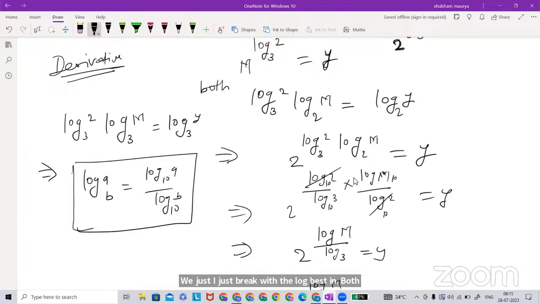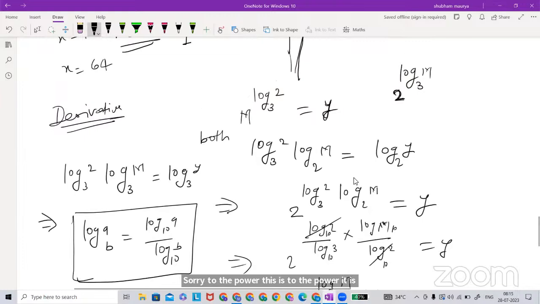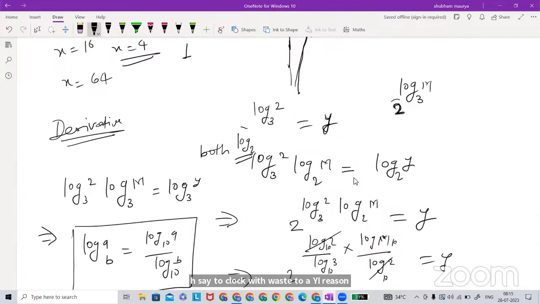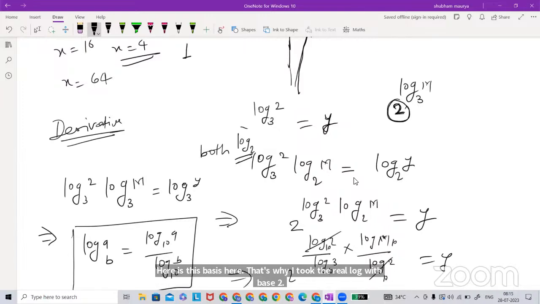I just break it with the log base 10, both multiplied things. Once I break, this is all happening on the power. And in starting, I took both sides log with base 2. The reason is we needed a base as the power we have here. This base is here. That's why I took the log with base 2. Once I took log with base 2, this will become what? This will go ahead.